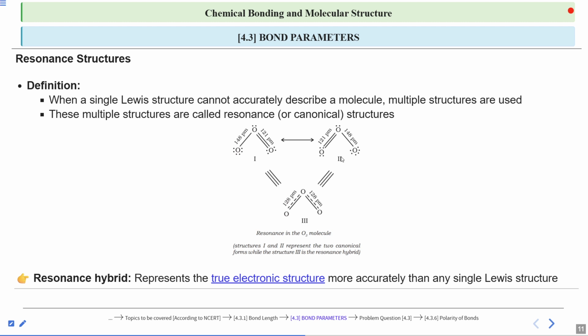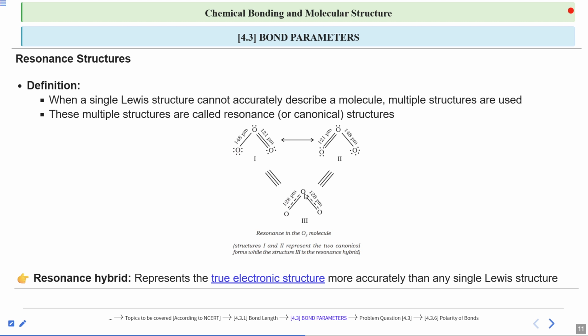So again I am repeating it. What is resonance hybrid? It is the true electronic structure, and it is the one which represents the molecule more accurately. Neither this one nor this 2. So the third one is the most important in representing your O3 molecule, and it is called the resonance hybrid.